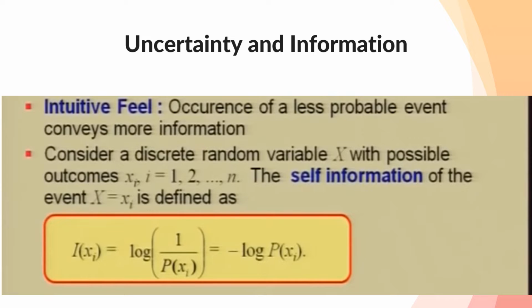So the relationship between uncertainty and information is that the occurrence of a less probable event conveys more information. If we consider a random variable x with possible outcomes xi, i = 1 to n, then the self-information content of the event is defined as I(xi) = log of 1 by probability of xi, which is represented as minus log of p(xi). So information and probability are inversely proportional to each other.